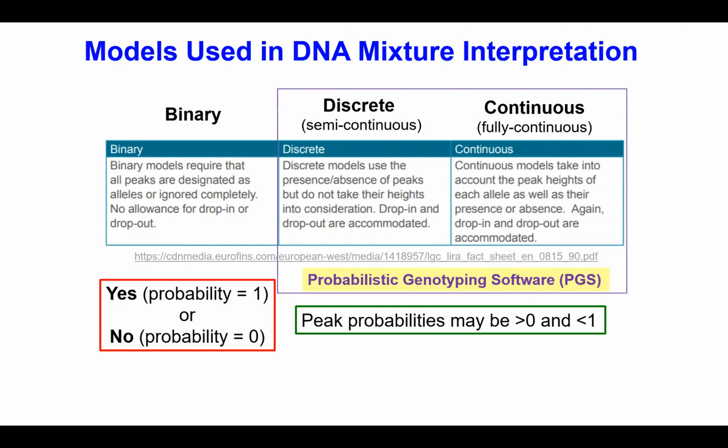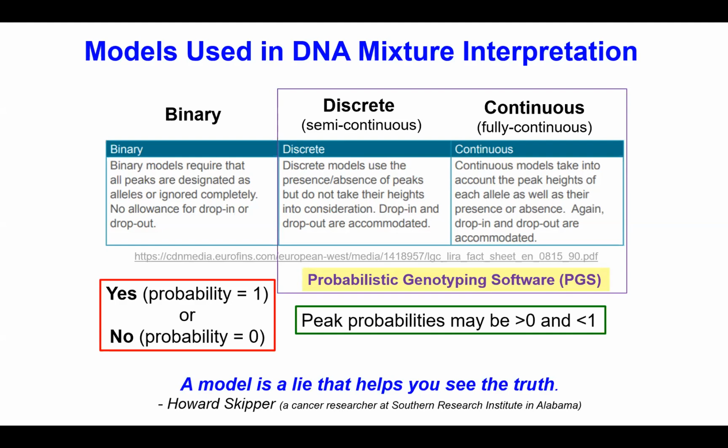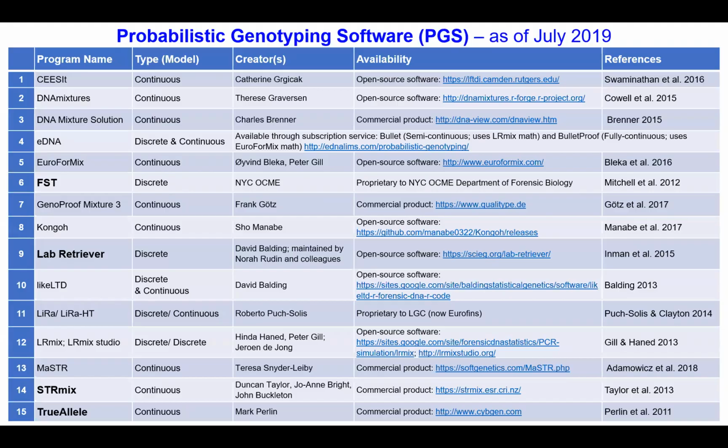I like this quote from Howard Skipper: the model is a lie that allows you to see the truth. That's what models do: they provide the opportunity to see further, but a model is only as good as the data used to train it and the theory behind it. So we have to make sure that we're exploring that model properly in terms of testing. As of the last count that I've done, there are 15 different probabilistic genotyping systems available. In the United States, the FST from New York City and LabRetriever are two discrete systems. Then we have continuous systems, with STRmix and TrueAllele being the most commonly used.